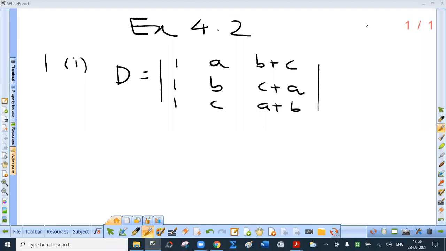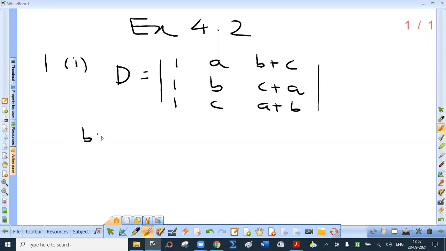Exercise 4.2. Without expanding, first question, evaluate the following determinants. Actually, wording should be without expanding as far as possible, because if value is not coming 0, at some stage you have to expand. So as far as these three determinants are concerned, value of each is equal to 0. So they should have said without expanding, show that value of each determinant is 0. So D is the given determinant.